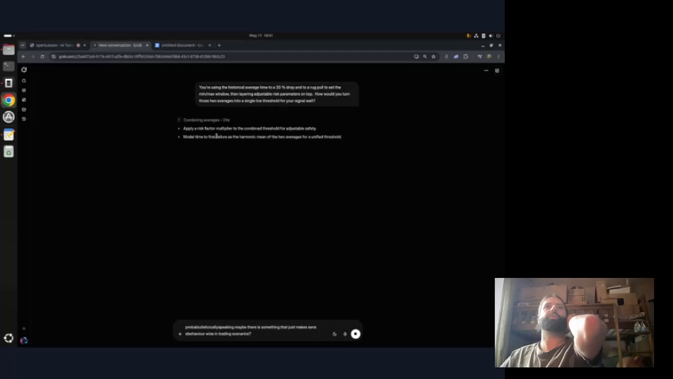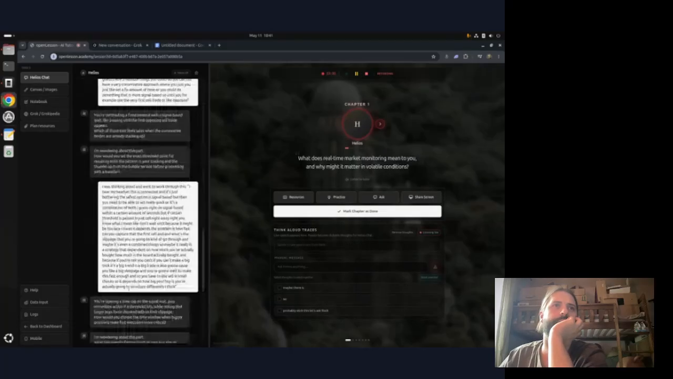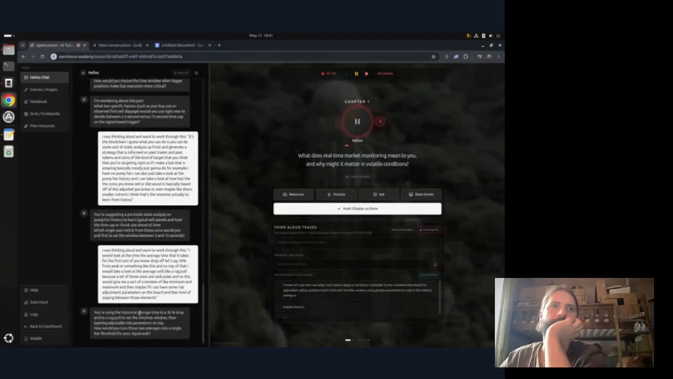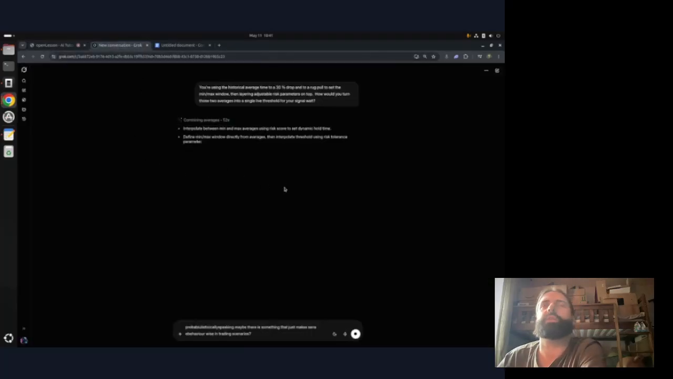Apply a risk factor multiplier to the combined threshold for adjustable safety. Position threshold with min-max window using a risk parameter to scale. Is this what it's asking us? Using a historical average time to 30% drop and a rug pull to set the min-max window, then layering adjustable risk parameters on top. How do you turn those two averages into a single live threshold? Well, I wouldn't have. Let's see what Grok says.